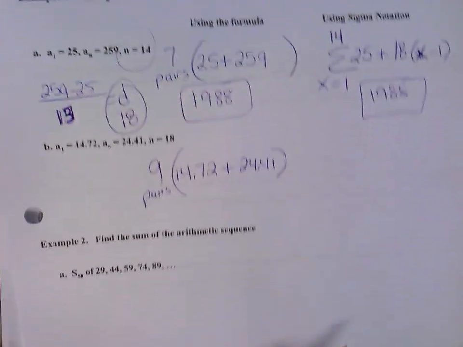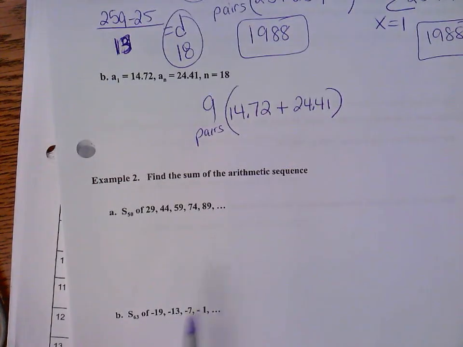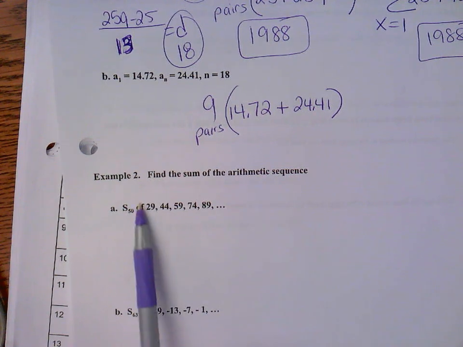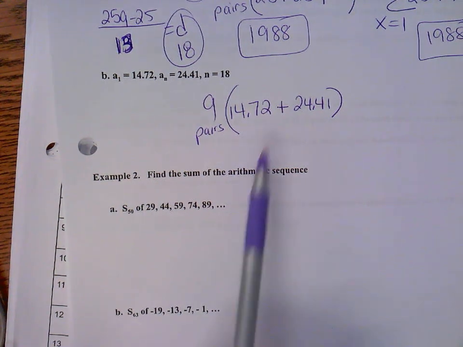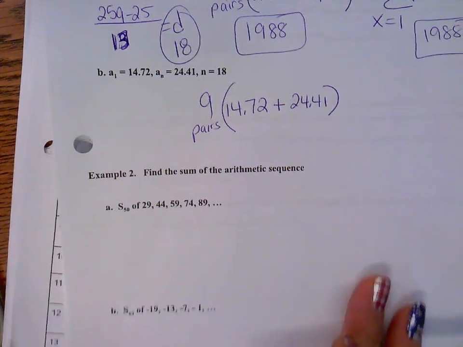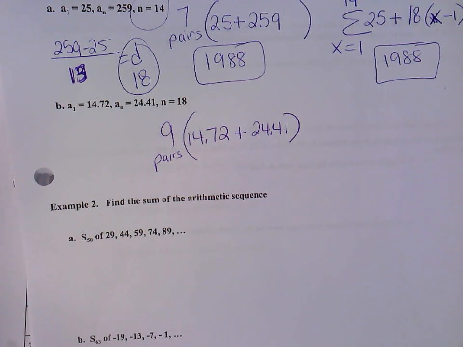When you look down below here, what do they want? S sub 50? They didn't give you what the 50th term was. So in order to use the formula, you'd have to generate the 50th term for yourself down on example 2. So sometimes you might have information that leads you to do one of the two methods. So I would do whichever is easier.